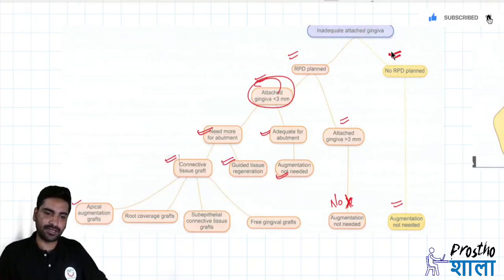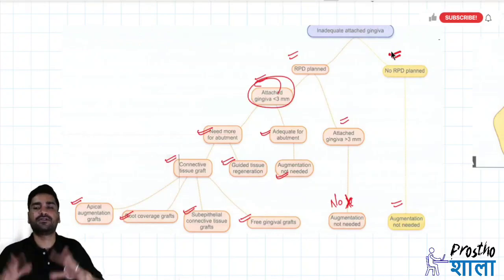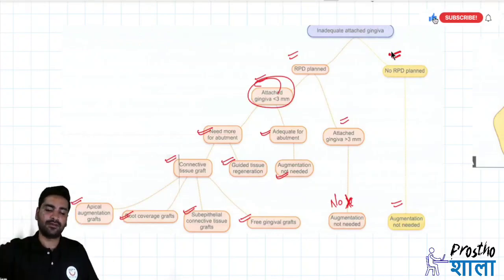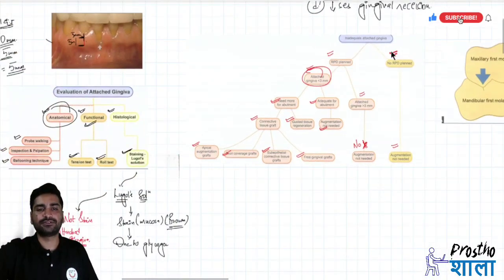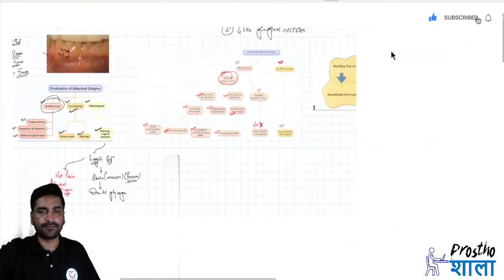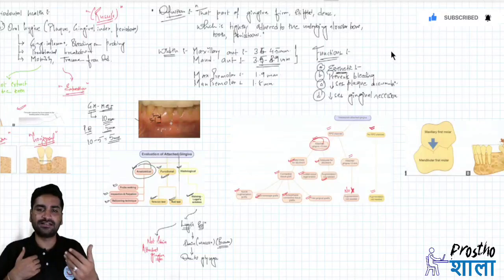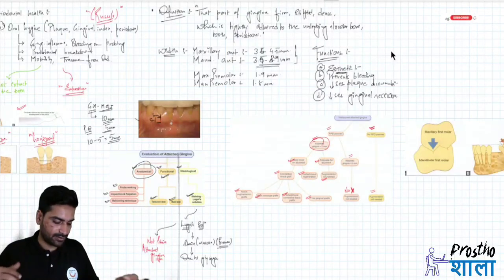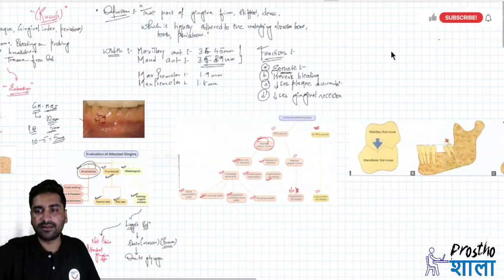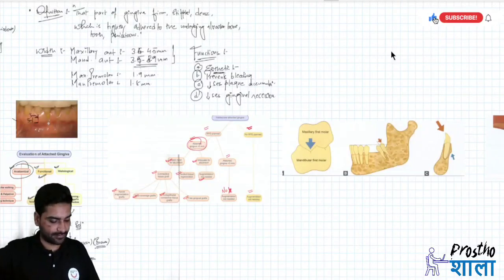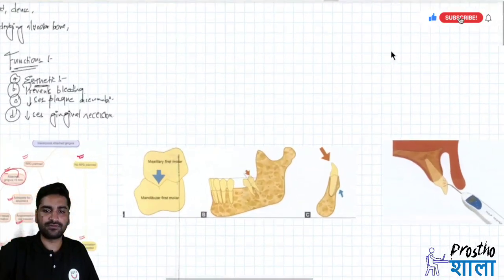Connective tissue grafts can be apical augmentation or root coverage grafts, subepithelial connective tissue grafts or free gingival grafts. All of this will be discussed more in periodontics, right? So this is what you can evaluate based on the amount of attached gingiva and make your clinical decision about the treatment plan, right? Now moving on to the next factor, that is occlusion of the existing teeth.